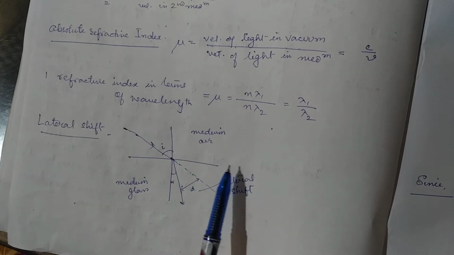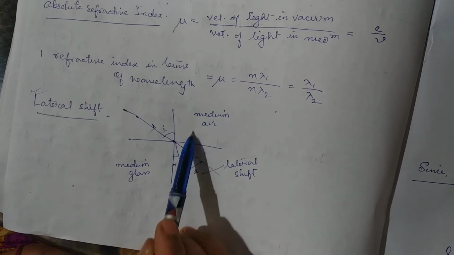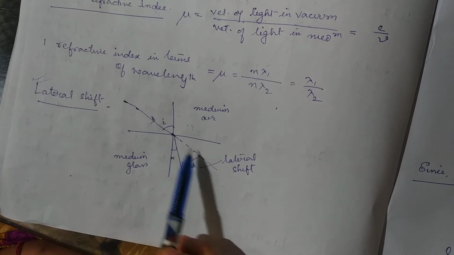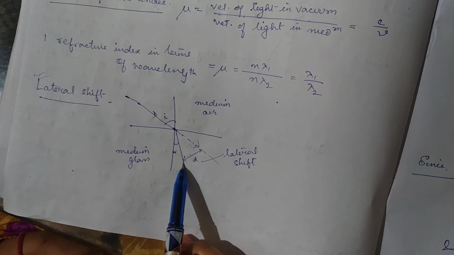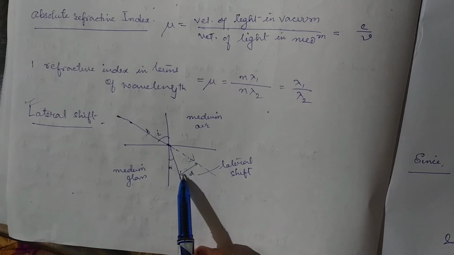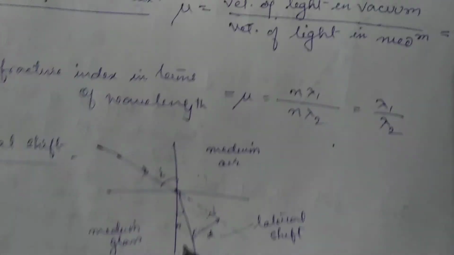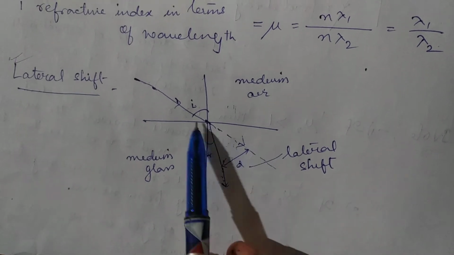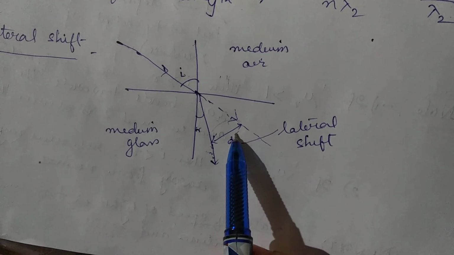Now what is lateral shift? The next point is lateral shift. When a ray of light is incident on the interface separating two media, the ray gets refracted here. The original direction of the ray was this, but after refraction it has changed its path, since the velocity of light has changed in the two different media. The perpendicular distance between the original direction of the ray and the refracted ray is called the lateral shift.